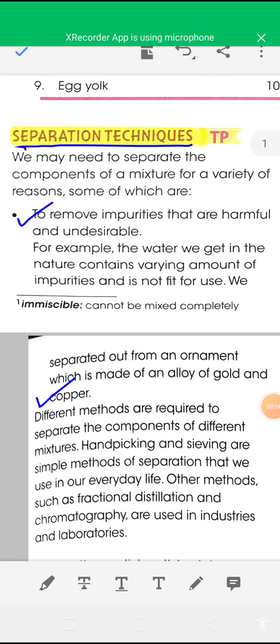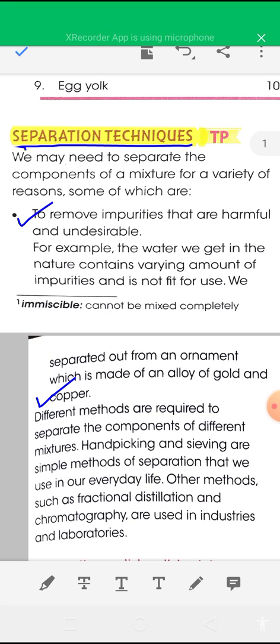In this video, today I'll discuss different methods of separation of a mixture. Okay, so today's topic is separation techniques. How to separate a mixture, how to separate the components of a mixture, and what is the importance of separation?